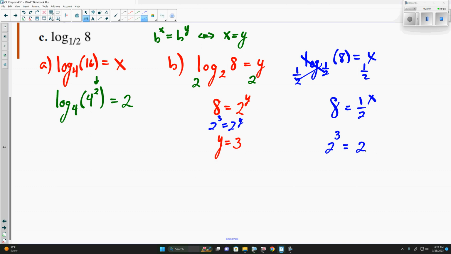But in flipping this, the exponent goes from being positive to negative, which is telling us 3 is equal to negative x, or x is equal to -3.